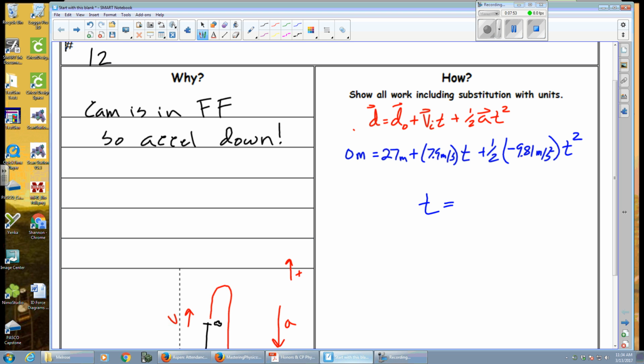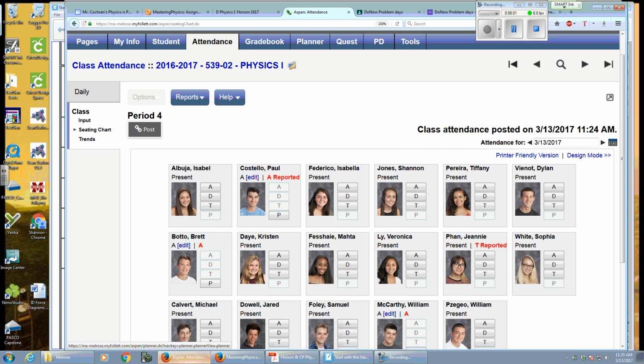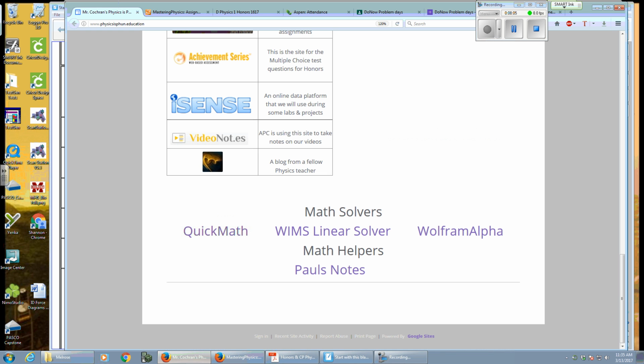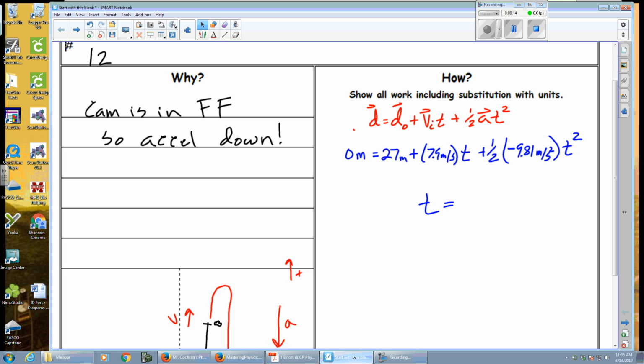Yes. If you have a TI calculator, that's easy. You can also, if you don't own a TI, go back out to that wonderful page of Physics Is Fun, and you go down, I would suggest Wolfram Alpha as your solver. So solve for t. Or you can do it by hand, the old-fashioned way. Why is it half?